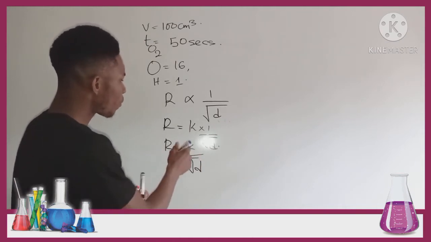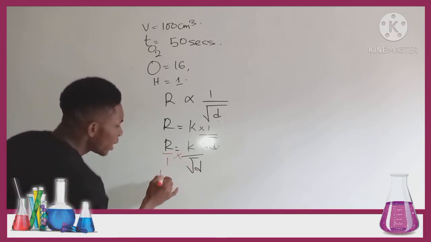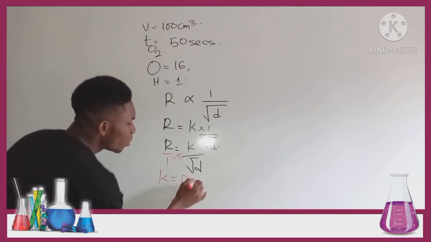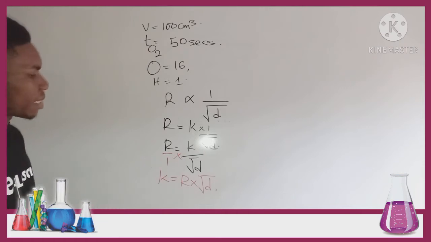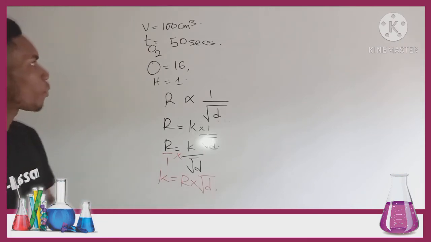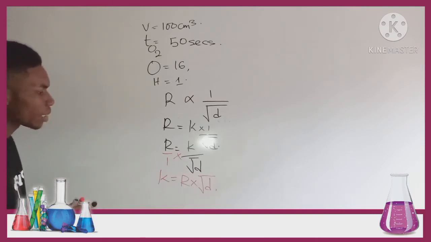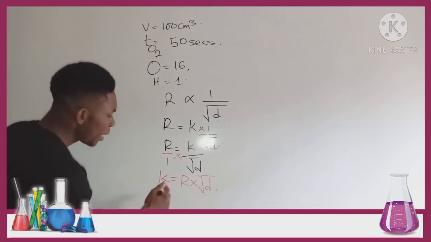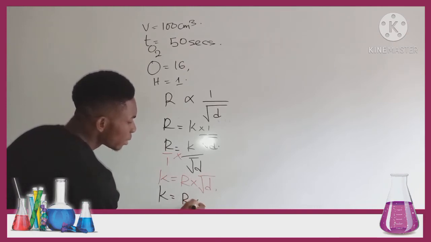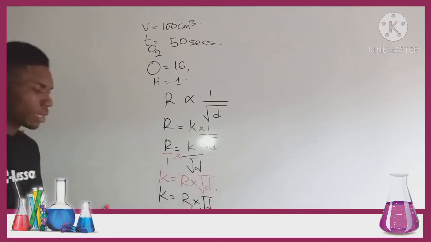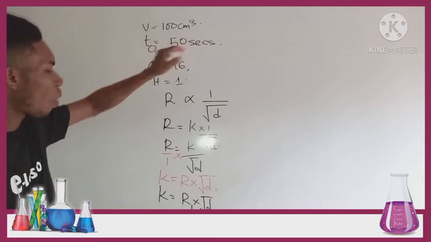Now, from here, we can establish that our K, cross multiplying, is equal to rho times the root of the density. Have we gotten this? What's the next step to take for this particular question? It's very easy. The next step is we can say our K is equal to rho 1 times root d1, where rho 1 is the rate of diffusion of oxygen, and d1 is the density of oxygen.